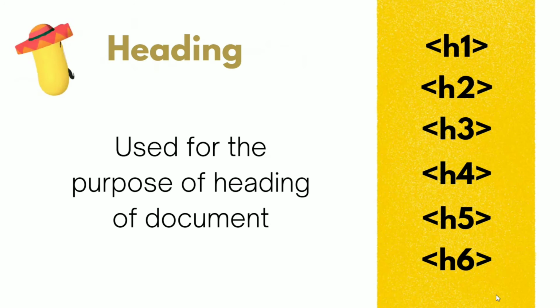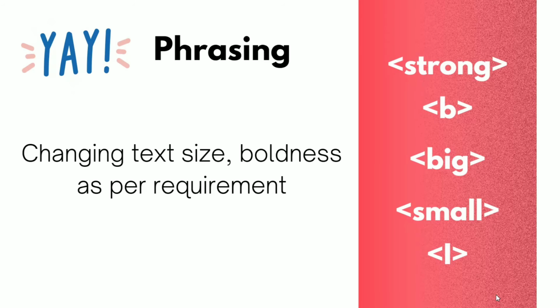The heading of the document includes the H1 to H6 tags which we have discussed in HTML. And last, phrasing. Phrasing means small and big, strong, subscript and superscript, delete, insert. All these tags come under phrasing, and these are also termed inline elements.